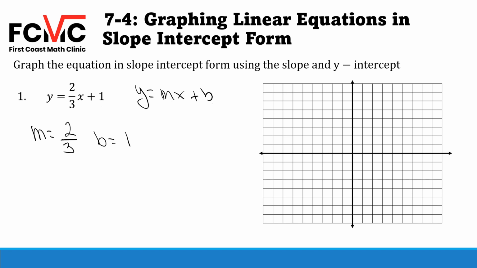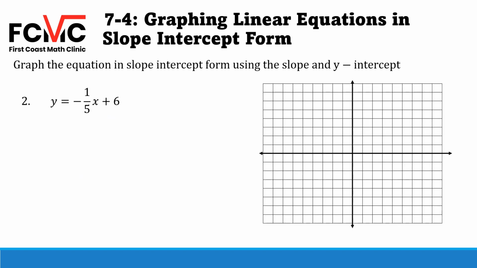So we could start at 1 on the y-axis. Change in y is 2, so we're going to go up 2. Change in x is 3. So we've got rise over run: 1, 2, 3. Change in y over change in x. So up 2 over 3. And this is our graph. I'll get rid of that. So that's going to be our graph for number 1.